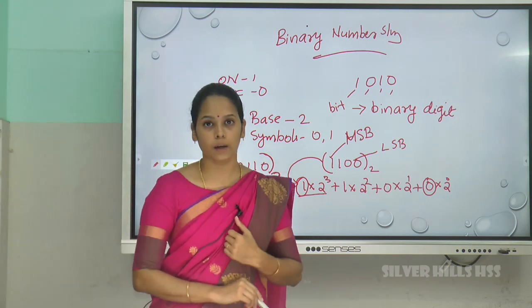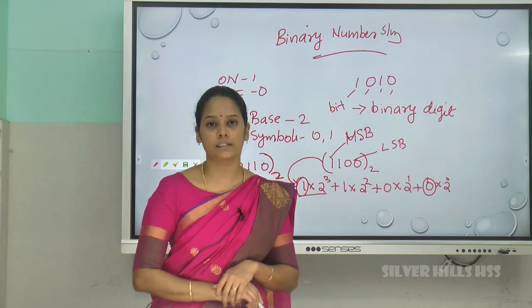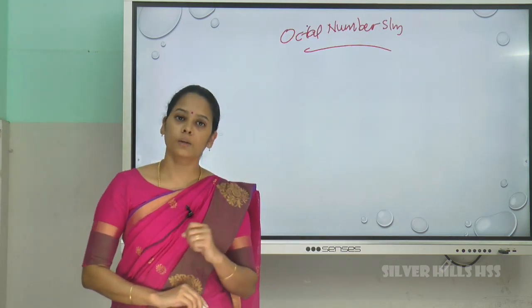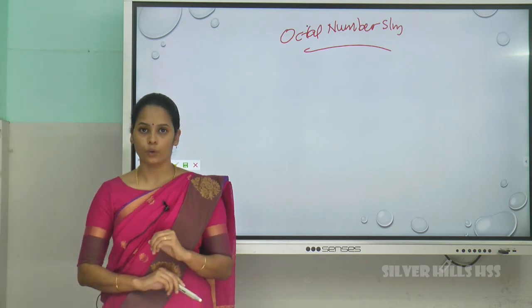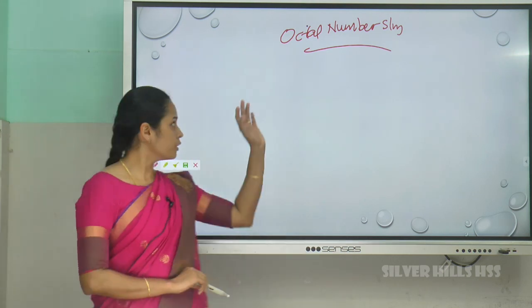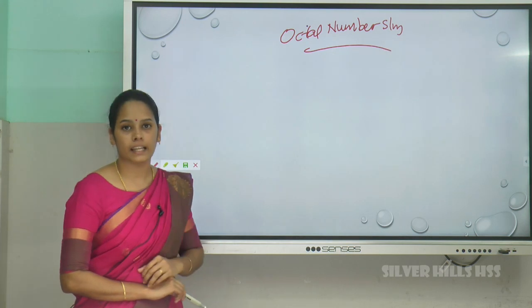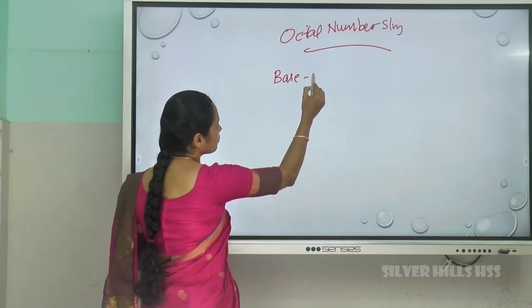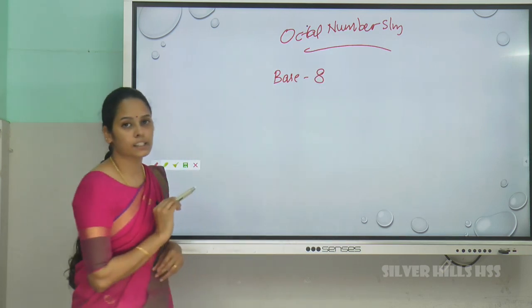Now, which is the third number system? We have two more number systems. The next number system is the octal number system. What is meant by octal? You know, octal means 8. So, from the name itself, we can say that the octal number system has a base of, what? 8. 8 is the base.